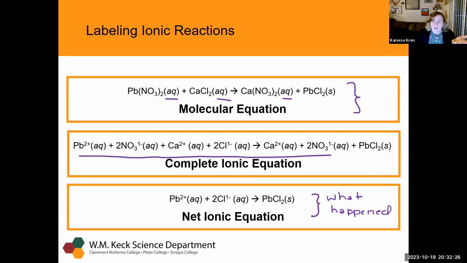And I provided this formula and I told you that lead chloride was the solid, but the next video is going to talk about how you can recognize what might dissolve and what might form a solid. And so that's a skill that we're going to build. But before we start building it, we need to know, what are we writing? And is it a molecular equation, a complete ionic equation, or a net ionic equation?